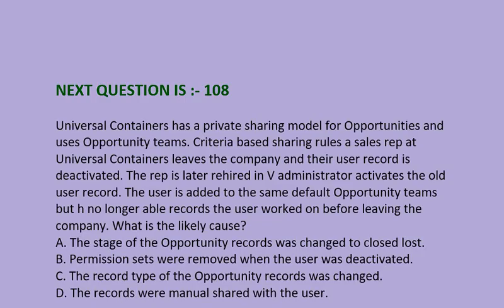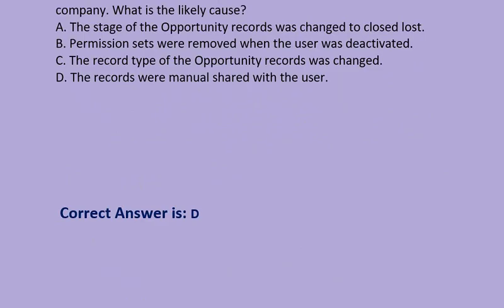Option A, the stage of the opportunity records was changed to closed lost. Option B, permission sets were removed when the user was deactivated. Option C, the record type of the opportunity records was changed. Option D, the records were manually shared with the user. Correct answer is option D.